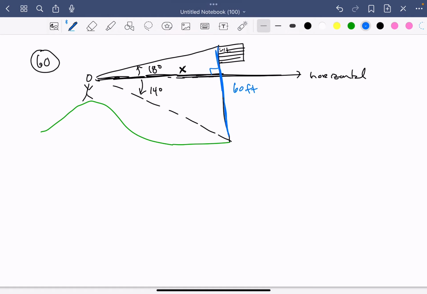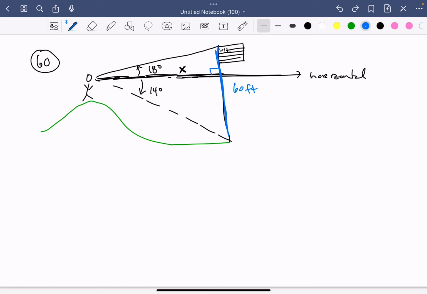Let's see. We know some things to be true. I know if this is 18 degrees, I'm going to call this y, and I'm going to call this 60 minus y. Is that cool? So y is just that little bit up there and the amount that would be left over.